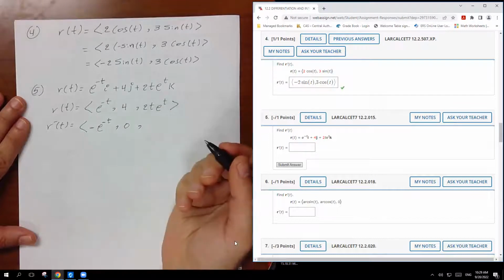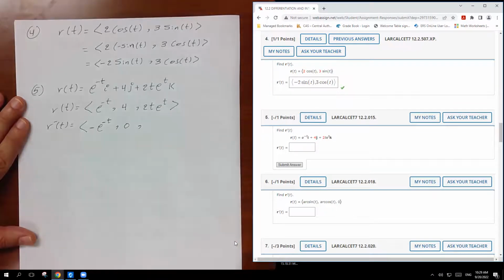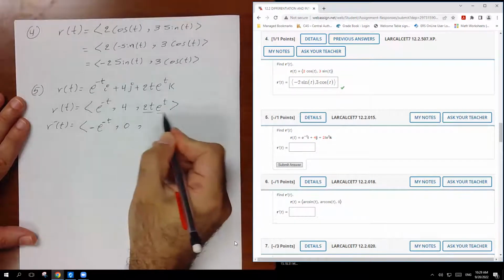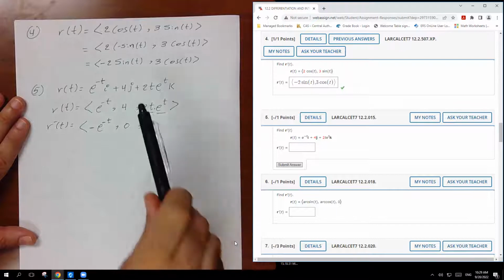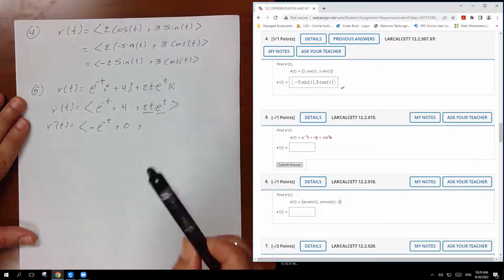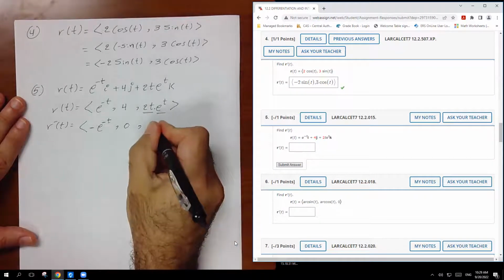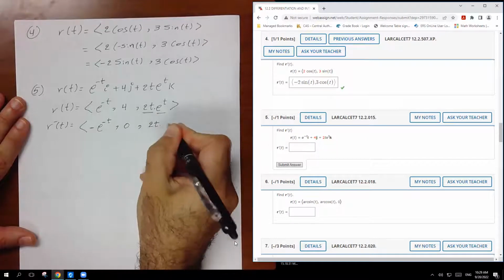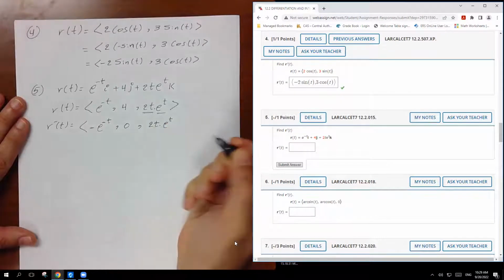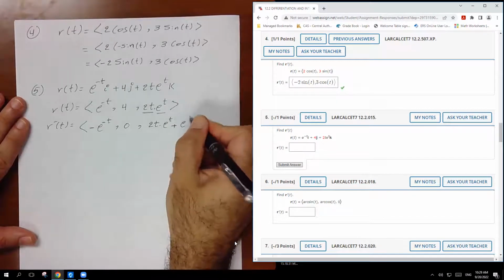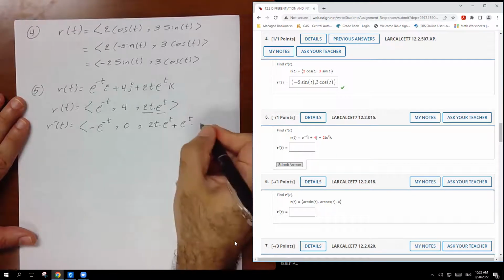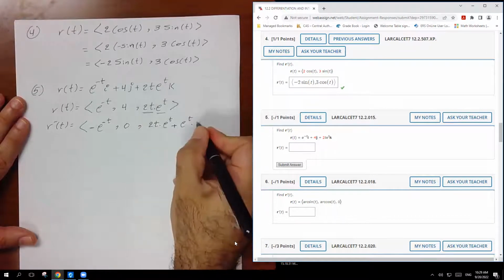Here is the important part now with this example, because now we have 2 functions. This is the first one, and here is the second one. So to find the derivative, I'm going to say the first one times the derivative of the second one, which is e to the t, plus the second one times the derivative of the first one, which is 2t. So the derivative is 2.